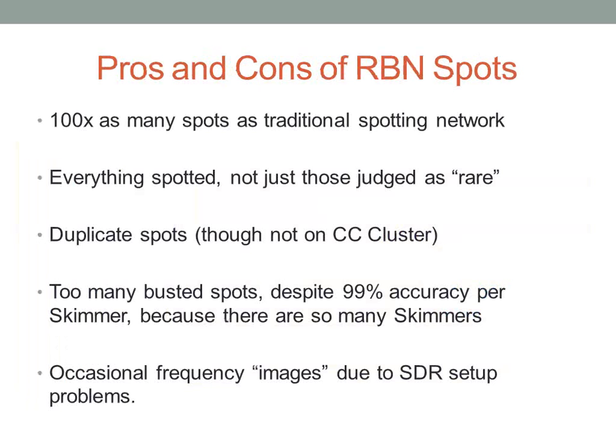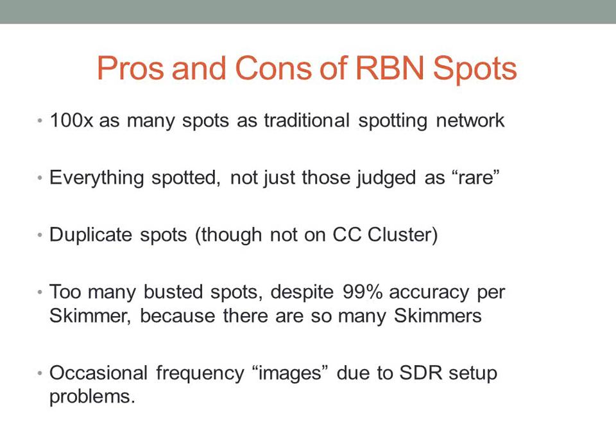There's been a lot of argument about the pros and cons of RBN spots. Of course, there are 100 times as many spots as a traditional spotting network. Spots everything. So for a contester in particular, that's very convenient. There are lots of duplicate spots, although as I note here on CC cluster, the duplicates are deleted before they're distributed to the users. Specifically in AR cluster version 6, you need to set whether or not you want to receive the duplicate spots. But you can do that and filter them out too.